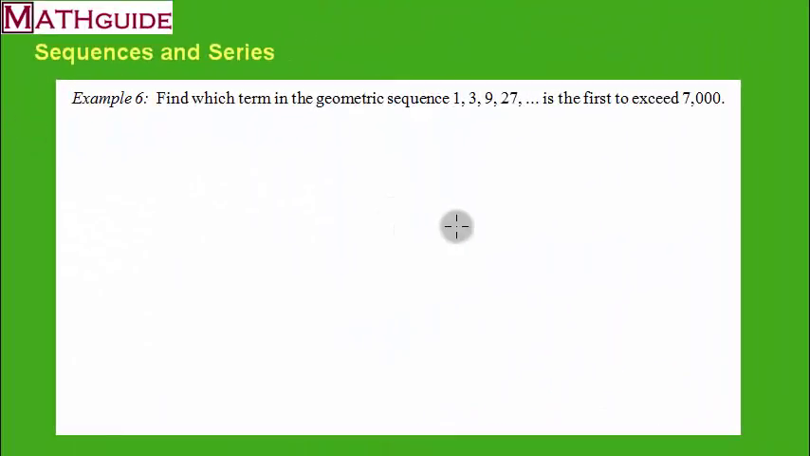Okay, so they give us a geometric sequence. They tell us the first term. How do you get the common ratio? If you divide, 3 divided by 1, you get 3. 27 divided by 9 is 3. 9 divided by 3 is 3. If you divide any two successive terms, you get 3. Okay, now let's get an explicit formula.